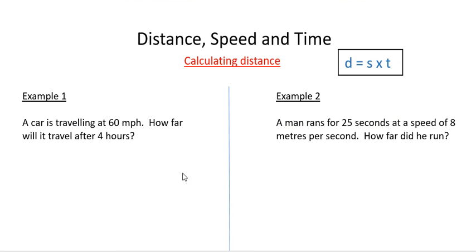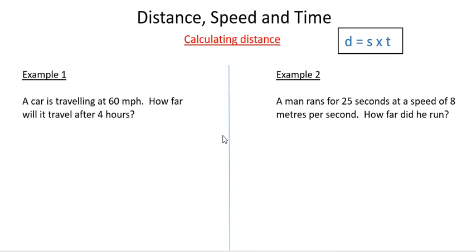Okay, so first one is calculating distance. To calculate our distance is just our speed multiplied by time. So you'll see in example 1 here, we're talking about a car travelling at a speed of 60 miles per hour. We want to know how far it travels after 4 hours. So this is calculating distance. And the formula up here: distance equals speed times time. We just need to know what our speed and what our time is.